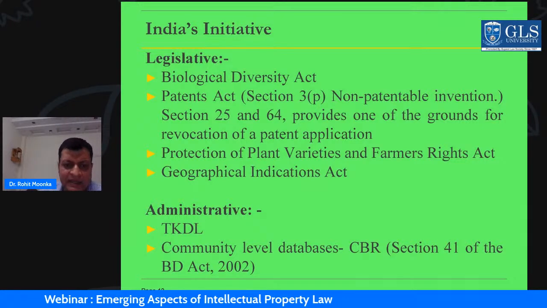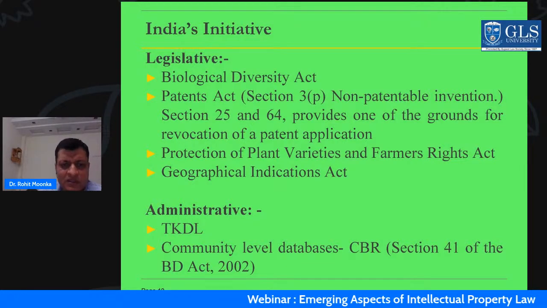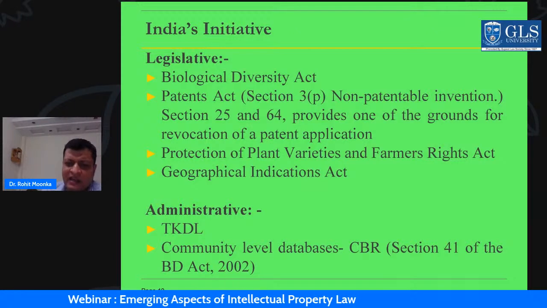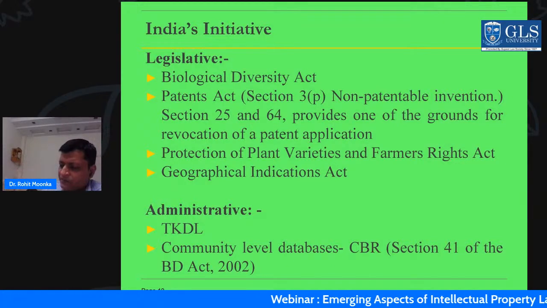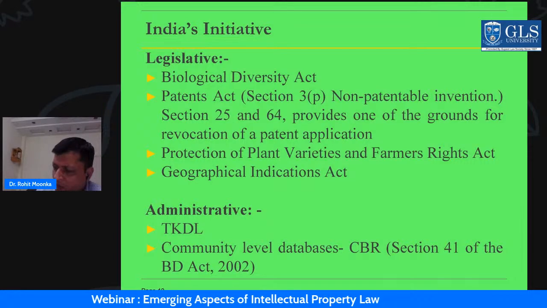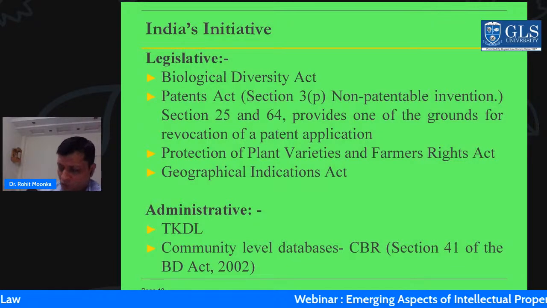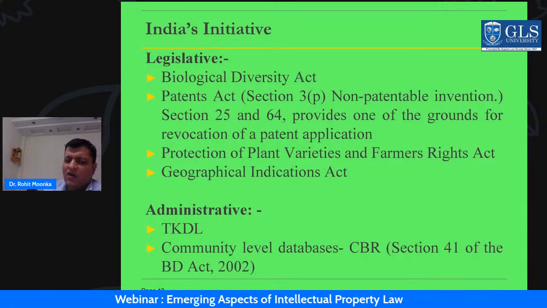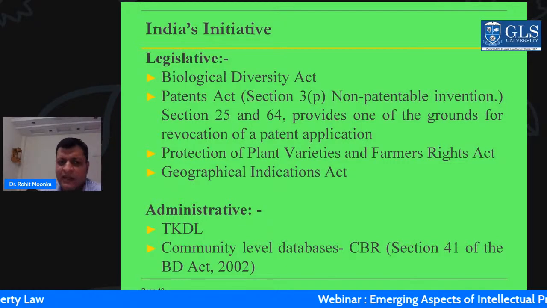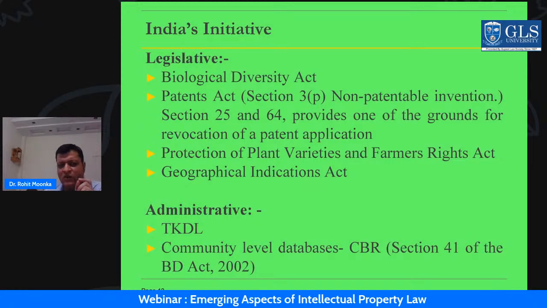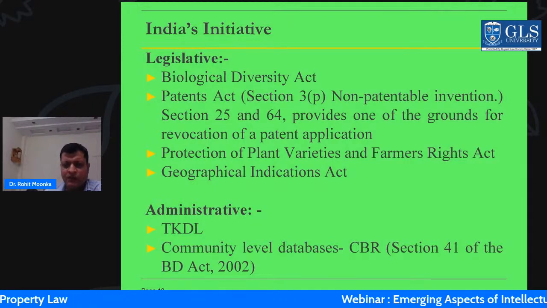If you see section 3 of the Patent Act 1970, section 3(p) is particularly relevant for this purpose, which makes an invention which is basically traditional knowledge, or which is an aggregation or duplication of the known properties of traditional knowledge or components, non-patentable. So let's say there is any invention which has a component of traditional knowledge with minuscule changes, such changes which a person skilled in the art can do, which would not satisfy the criteria of non-obviousness, would not qualify for the test of patentability, and a patent would not be granted. Some other provisions are also there, and you can see them under section 25 and section 64.